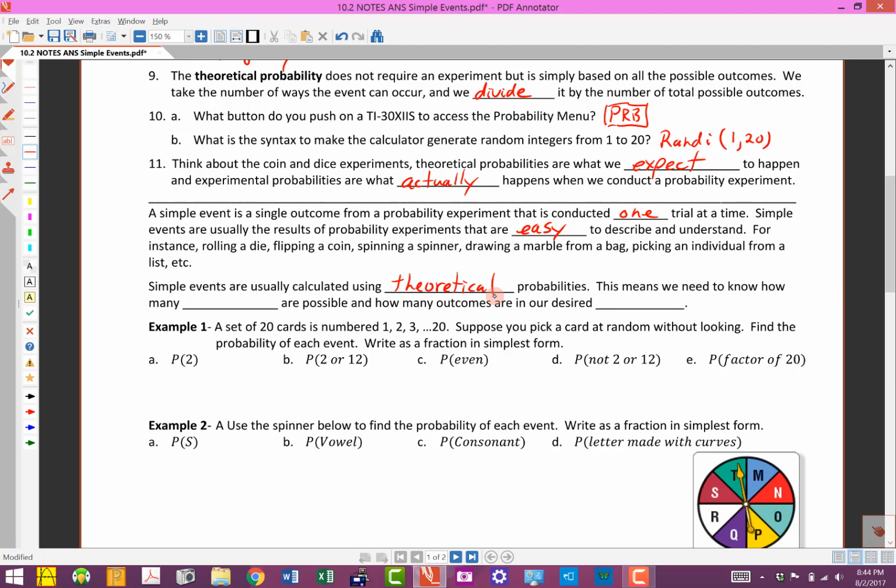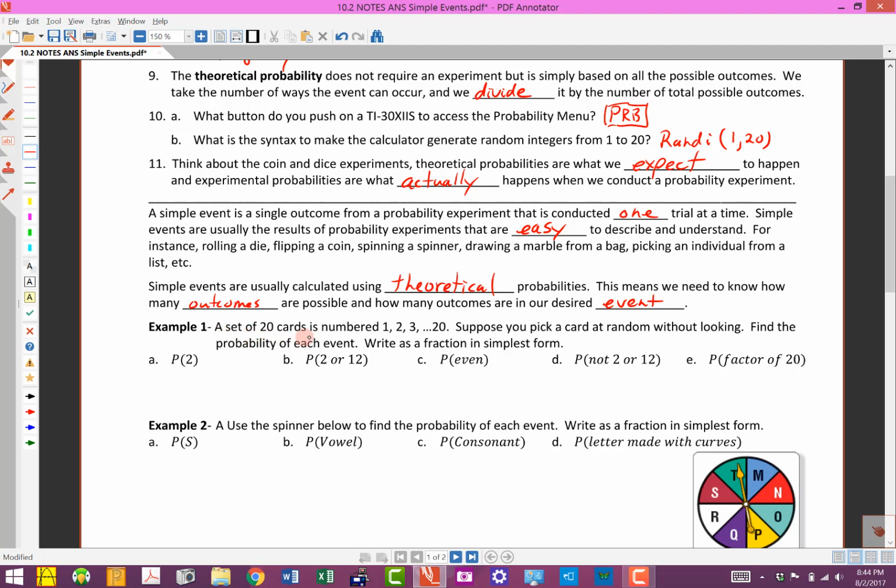This means we need to know how many outcomes are possible, because that's going to be the denominator of our ratio, and how many outcomes are in our desired event. So they're going to have to give us a description of what they want to have happen. Like, do we want to roll a 3? Do we want to roll a head? Different things like that.